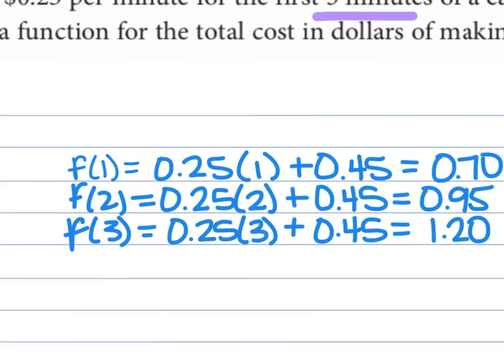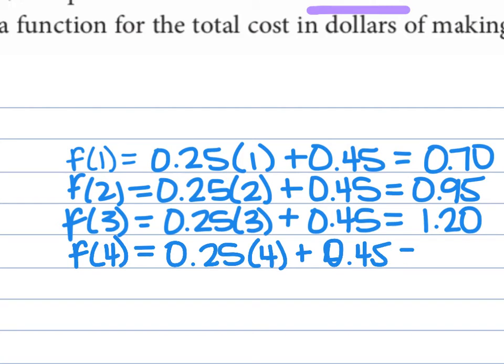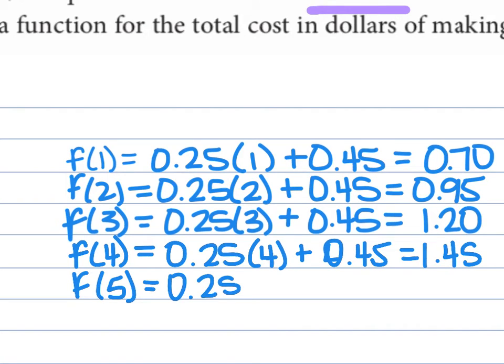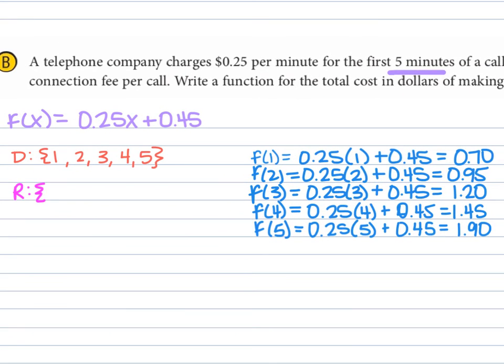$1.20. f of 4 is going to be $1 plus 45 cents, which is $1.45. And then f of 5 is going to be 25 cents times 5, which is $1.25, plus 45 cents, which is $1.90. So our range values for this are the 70 cents, the 95 cents, the 1.20, the 1.45, and the 1.90.